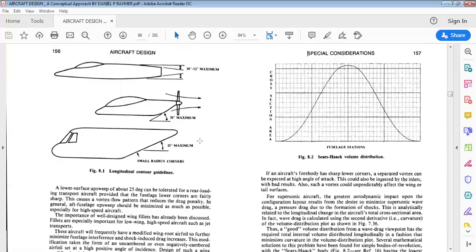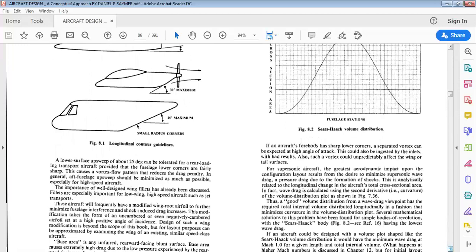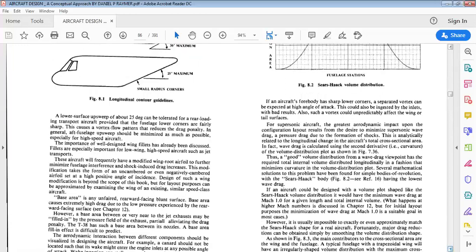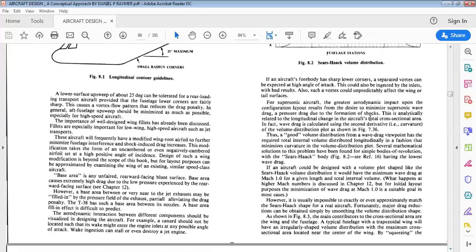Okay, and also we see here for supersonic aircraft, the greatest aerodynamic impact upon the configuration layout results from the desired maximum supersonic wave drag, pressure drag due to the formation of shocks. This is analytically related to the longitudinal change in the aircraft's total cross-section area. Thus, a good volume distribution.